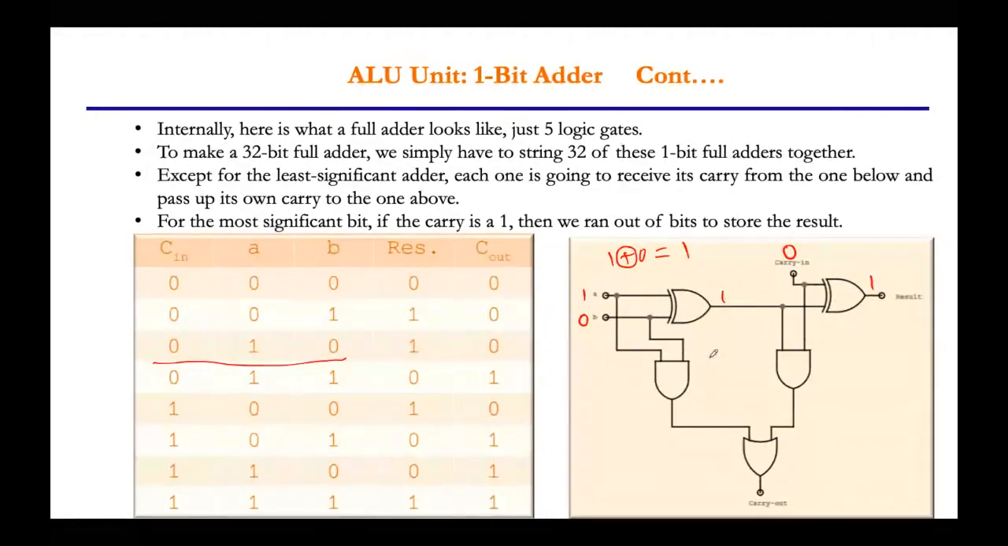So 1 exclusive OR of 0, the result is 1. And then for carry out, is there any carry out? Checking means your 0, here is 0, here is 1. 0 multiplied with 1, result is 0. So from here the input is 1, from here the input is 0. So 1 multiplied with 0 as per your AND gate, result is 0. So here 0 plus 0, result is 0. So your result is 1 here and carry out is 0.